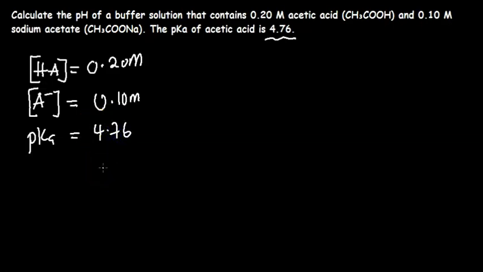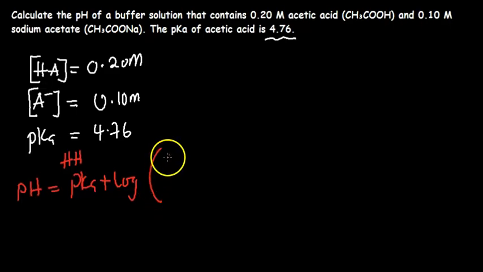So the first thing we need to do, now that we have identified these values, is to plug the values into the equation. If you remember, the HH equation is given as pH equals pKa plus log of A minus, which is the conjugate base concentration in brackets, divided by the weak acid concentration, which is HA.